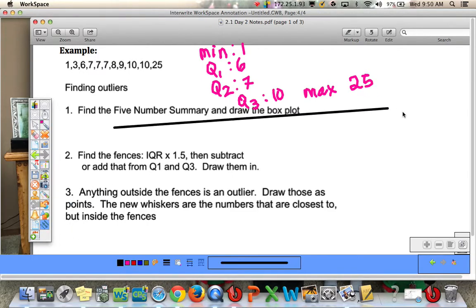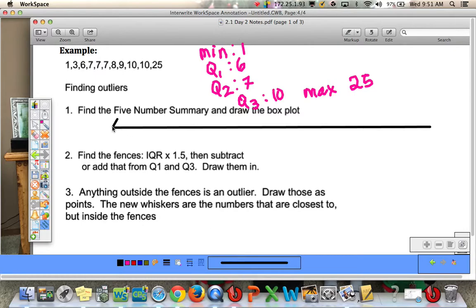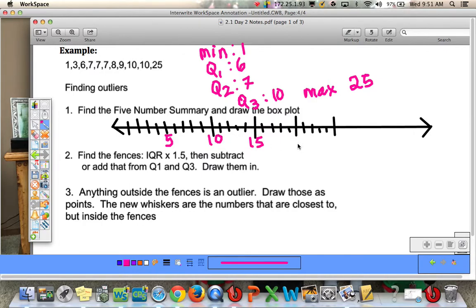Let's draw the box plot for that. We're going to need a lot of room here. Go by 5s: 5, 10, 15, 20, 25. Okay, we need dots for our min and max. So here's our min at 1, our max is at 25.